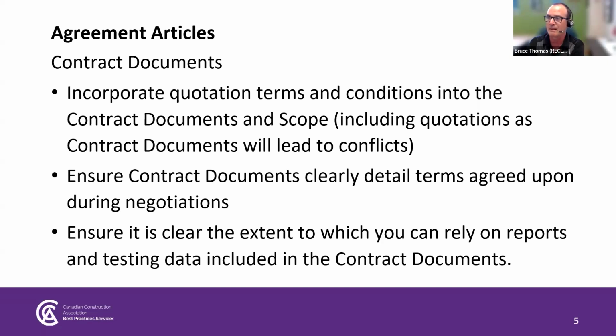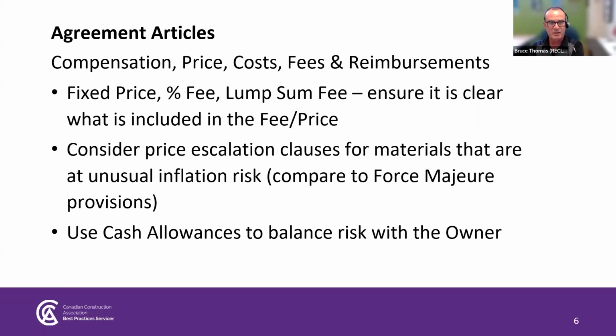Moving on to the next item in the articles is compensation, and the various CCDC documents have various models for compensation: fixed price, percentage fee, lump sum fees. It's important, again, that it's clear how that fee is calculated and what it's based on. I think everybody can understand these days the risk associated with escalations. We just came through a very difficult period in COVID where it was really hard to get a grip on exactly what was going on with pricing and how you would articulate it.